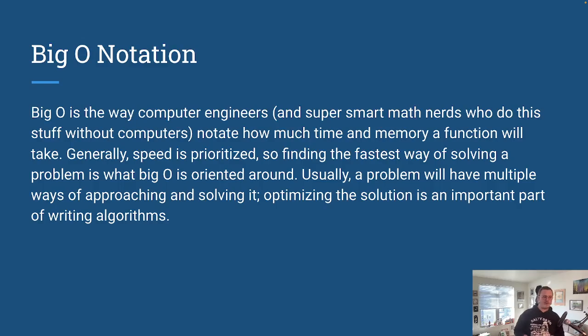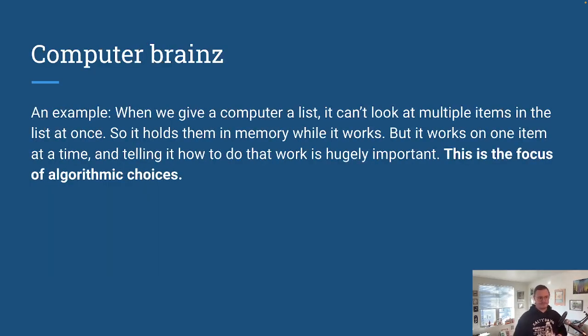Usually, a problem will have multiple ways of approaching and solving it, and optimizing the solution is the important part of writing algorithms. It's usually not super hard to find a solution, but going from there, refactoring our code and trying to find something better, is going to be a valuable part of what we end up doing.